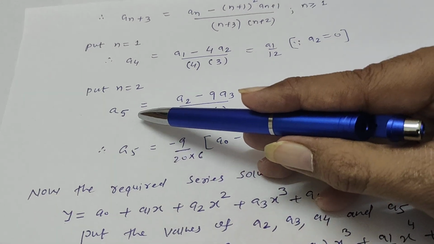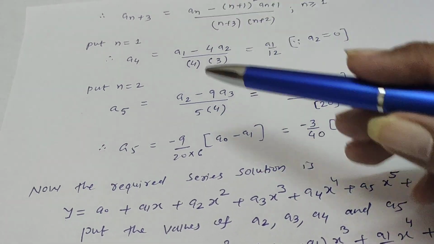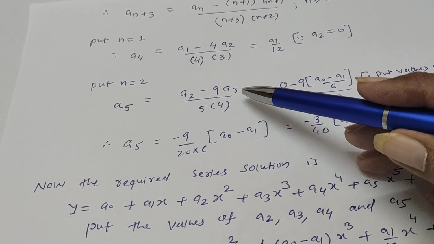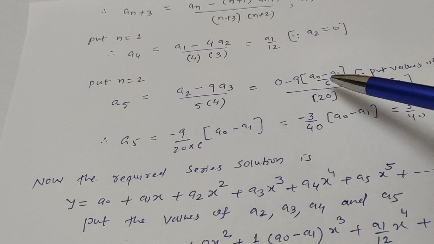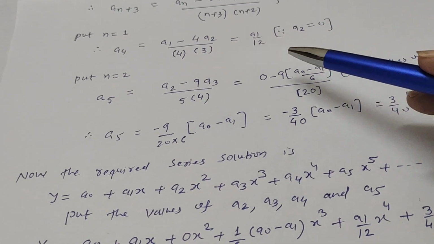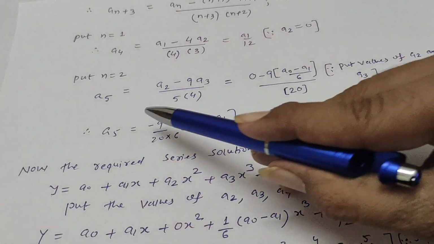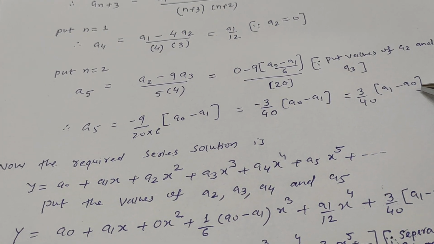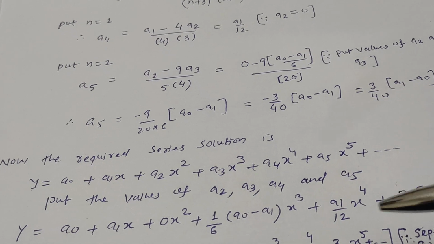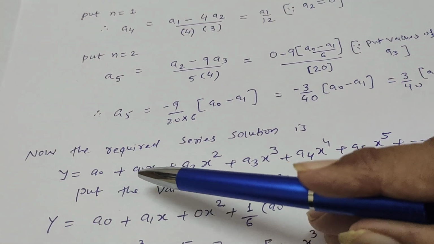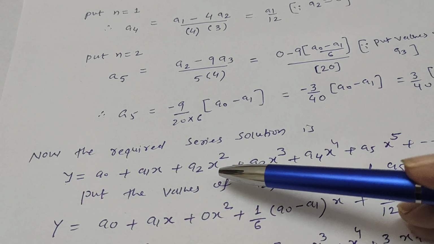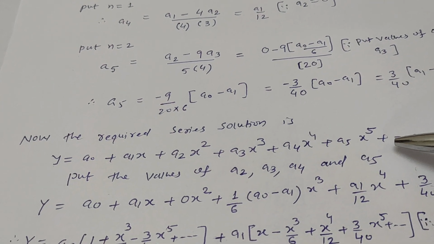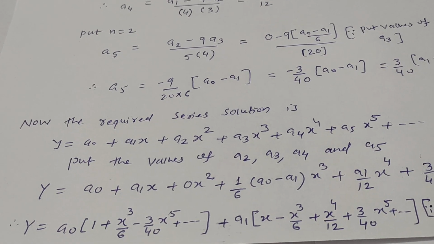Now put the value of n equals 2 in the recurrence relation, and put the value of a2 as 0 and a3 as a0 minus a1 by 6, and simplify this result. The value of a5 is 3 by 40 into bracket a1 minus a0. Now the required series solution is y equals a0 plus a1x plus a2x squared plus a3x cubed plus a4x raised to 4 plus a5x raised to 5 plus and so on.